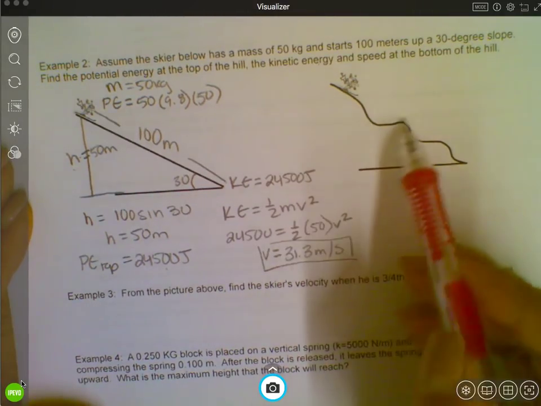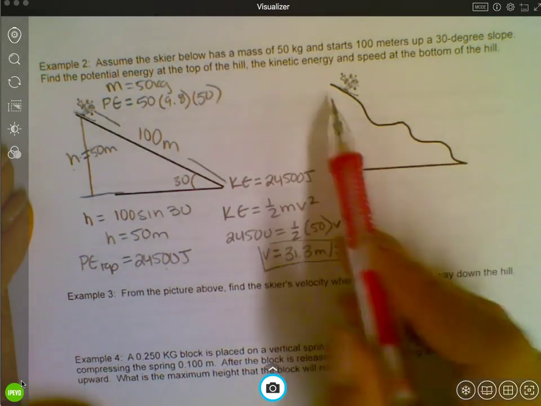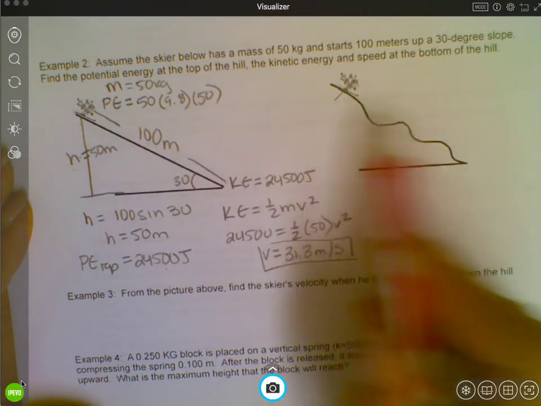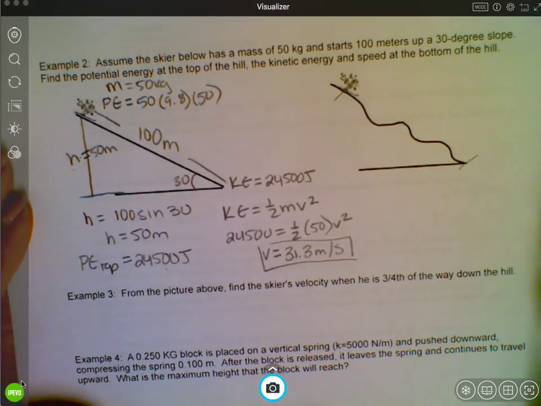This picture is just showing that there's bumpy spots. That really doesn't change the fact that whatever the total was up here equals the total down here.